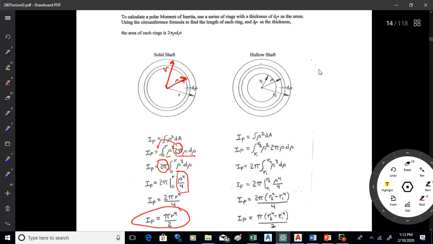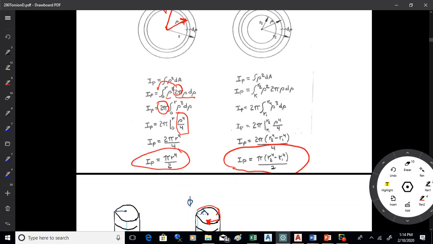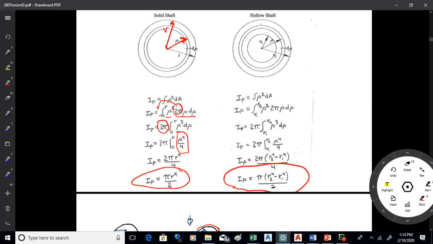Now, if you've got a hollow shaft, which is often done because it's a little bit more efficient shape, what you do is you take the outer radius, so that'd be pi over 2 r2 to the 4, and then you just subtract off the inner shaft that you've cut out to make it hollow, so that's minus r1 to the 4 over 2. So there's the moment of inertia for a hollow shaft right there. And those are equations 94 and 95. So we're doing all right with that? Okay.